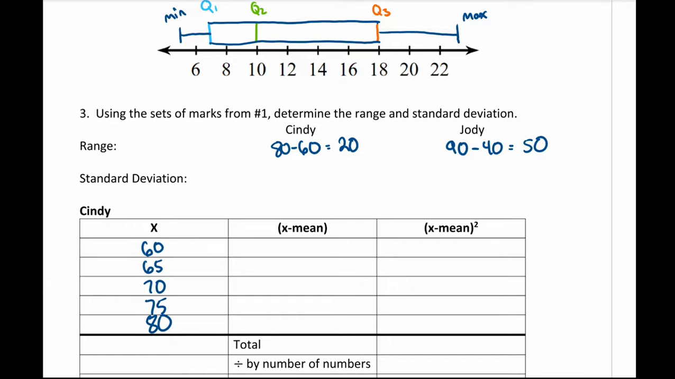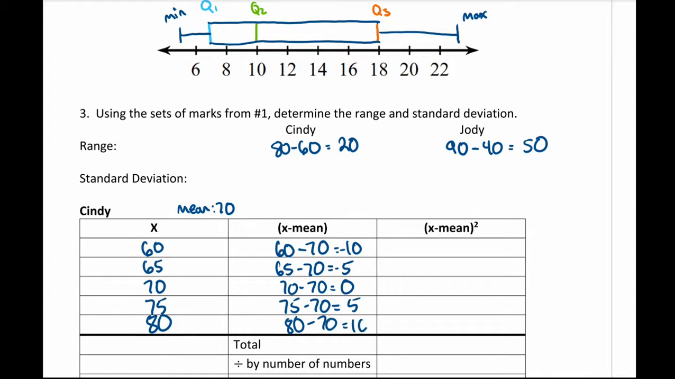We already know that the mean for Cindy was 70. So what the x minus the mean represents is we do 60 minus 70, because x represents our data value. So that's negative 10. 65 minus 70 for the next one is negative 5. 70 minus 70, 0. Oops, sorry, these are negative values. 75 minus 70 equals 5, and 80 minus 70 equals 10. So that's the second column.